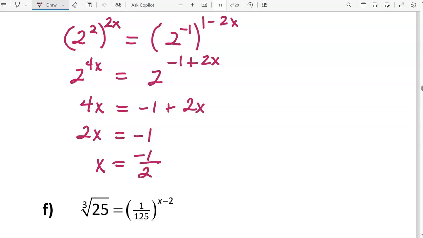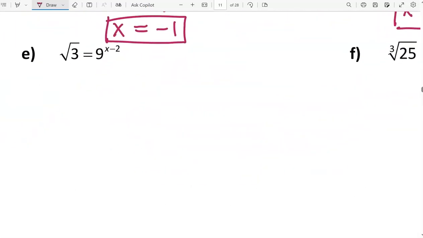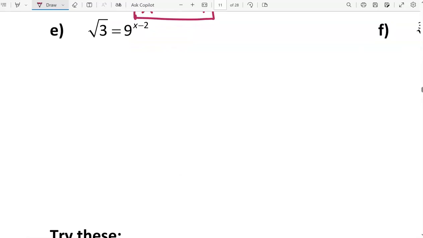Subtract 2x, and then divide by 2, and that gives us x is equal to -1/2. So speaking of fractional values, it is okay for an exponent to be a fraction. Let's remember how to express a square root as an exponential expression. The square root of 3 is the same as 3 to the 1/2 power. 9 is the same as 3 to the 2nd power.